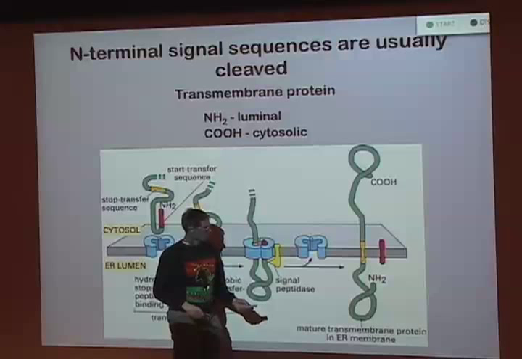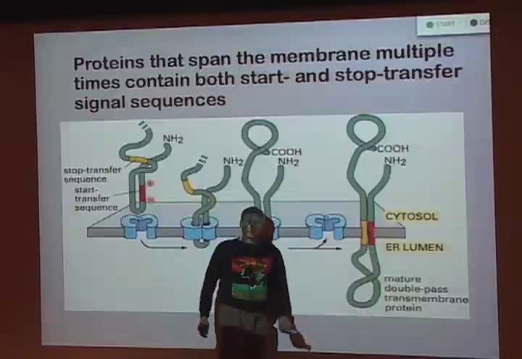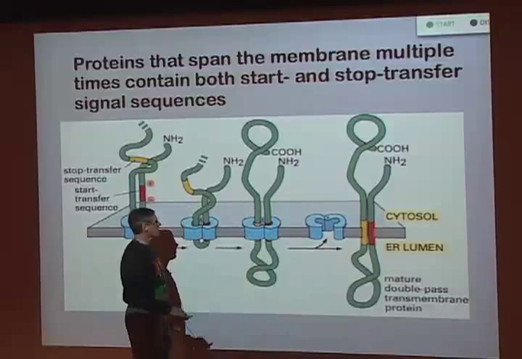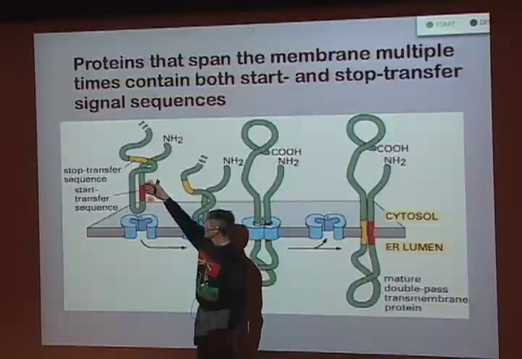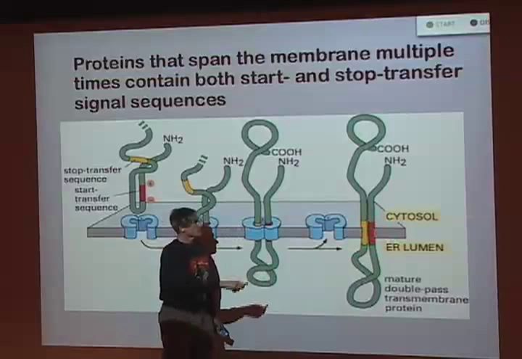Proteins have to be unfolded to translocate. Proteins have multiple membrane spanning domains, and your book goes through many examples, which you should look at, about how multiple spanning domains can be inserted. You can have first a start transfer sequence, then a stop transfer sequence, and you can have multiple start and stop transfer sequences. In this way, proteins with multiple membrane spanning domains can be inserted during translation.